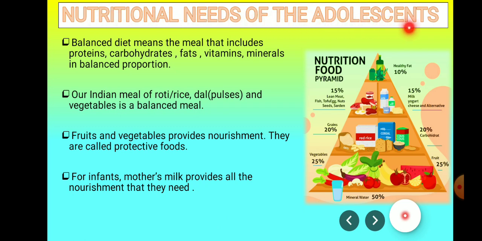Nutritional needs of adolescents. Balanced diet means meals that include proteins, carbohydrates, fats, vitamins and minerals in a balanced proportion. Our Indian meal of roti or rice, dal and vegetables is a balanced meal. Fruits and vegetables also provide nourishment, so they are called protective foods. For infants, mother's milk provides all the nourishment they need. You can also look at the nutritional food pyramid.